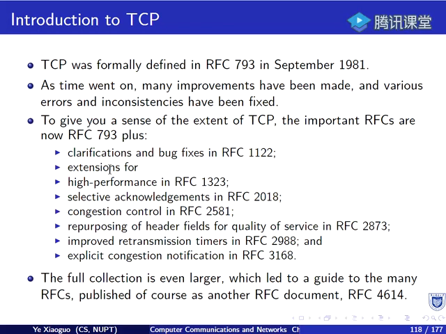TCP was formally defined in the document RFC 793 in September 1981. As time went on, many improvements have been made, and various errors and inconsistencies have been fixed. To give a sense of the extent of TCP, the important RFC documents are listed here.